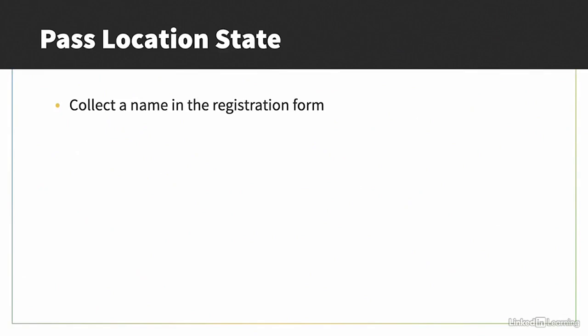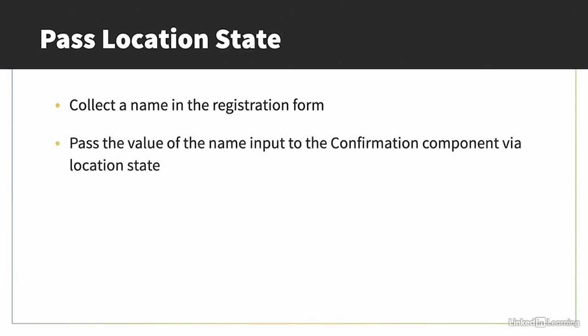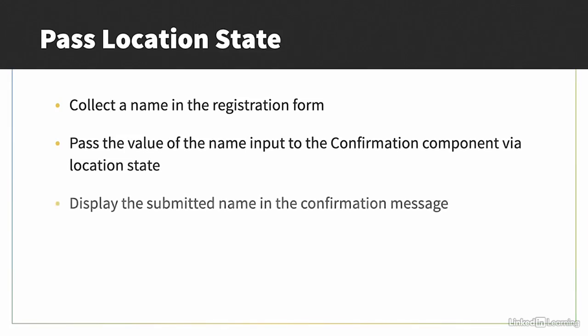First, you'll collect the user's name in the registration form. You can use the email input as a reference for that. Then you'll pass the value of the name input field to the confirmation component via location state. Finally, you'll display the user's name in the confirmation message. You can collect the user's name however you'd like. For example, first name and last name as separate fields, or one input field for the full name. Okay, I'll leave you to it now, and when you're done, you can review how I did it in the following video. Good luck!